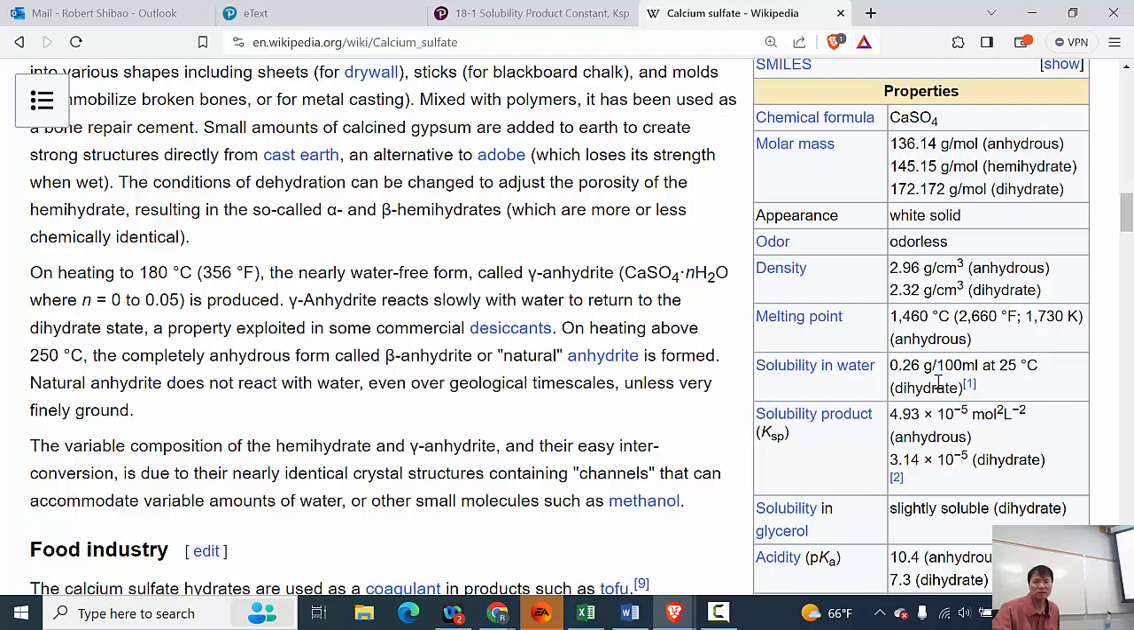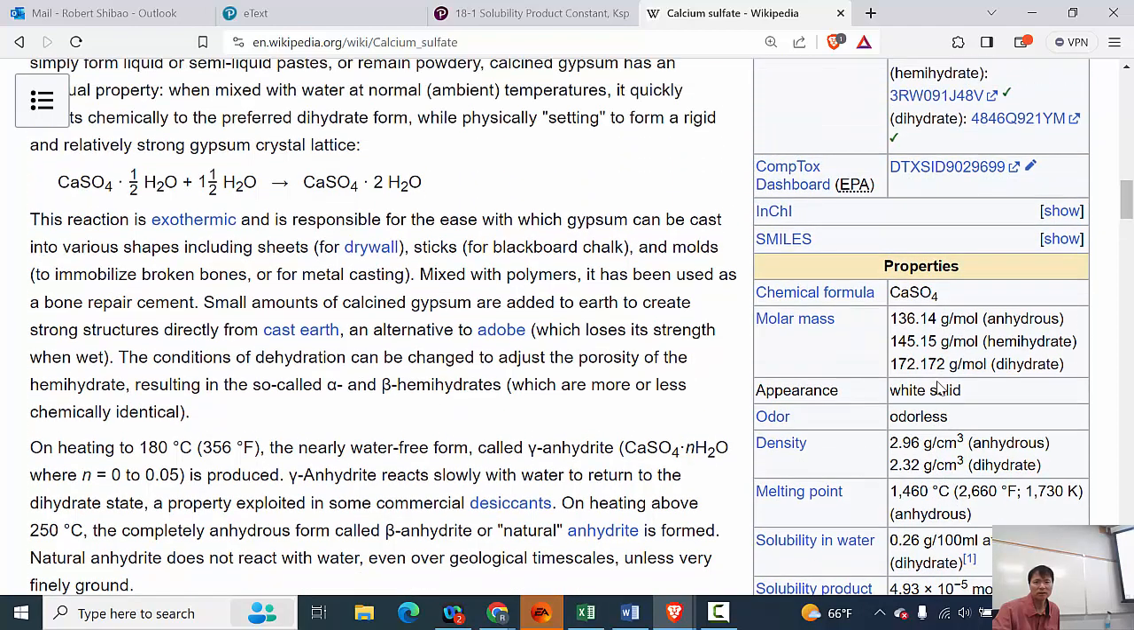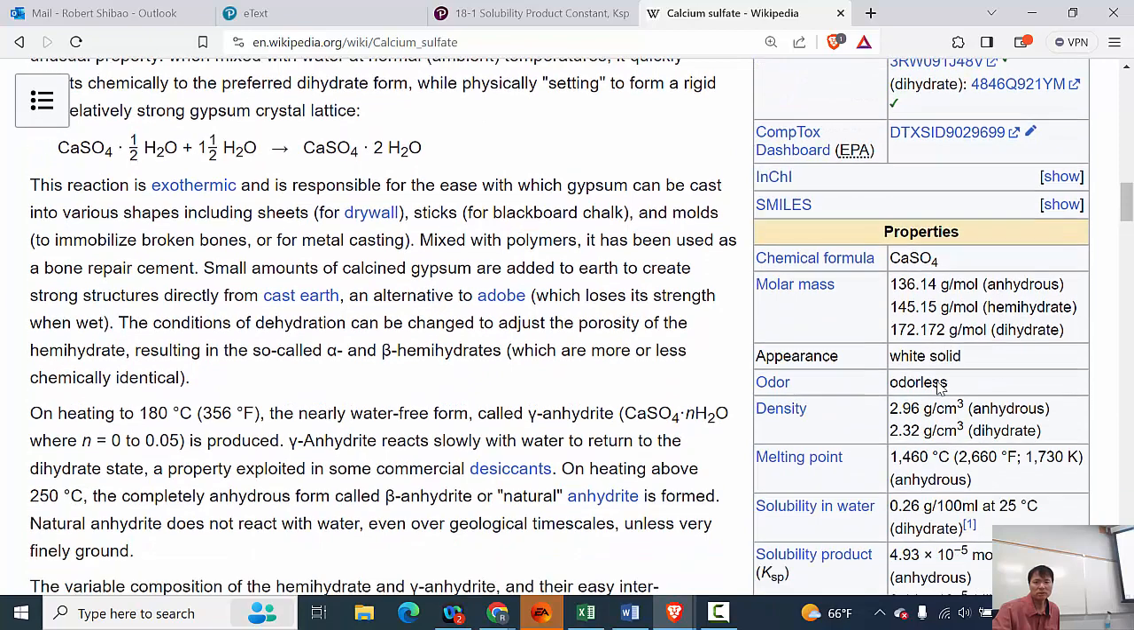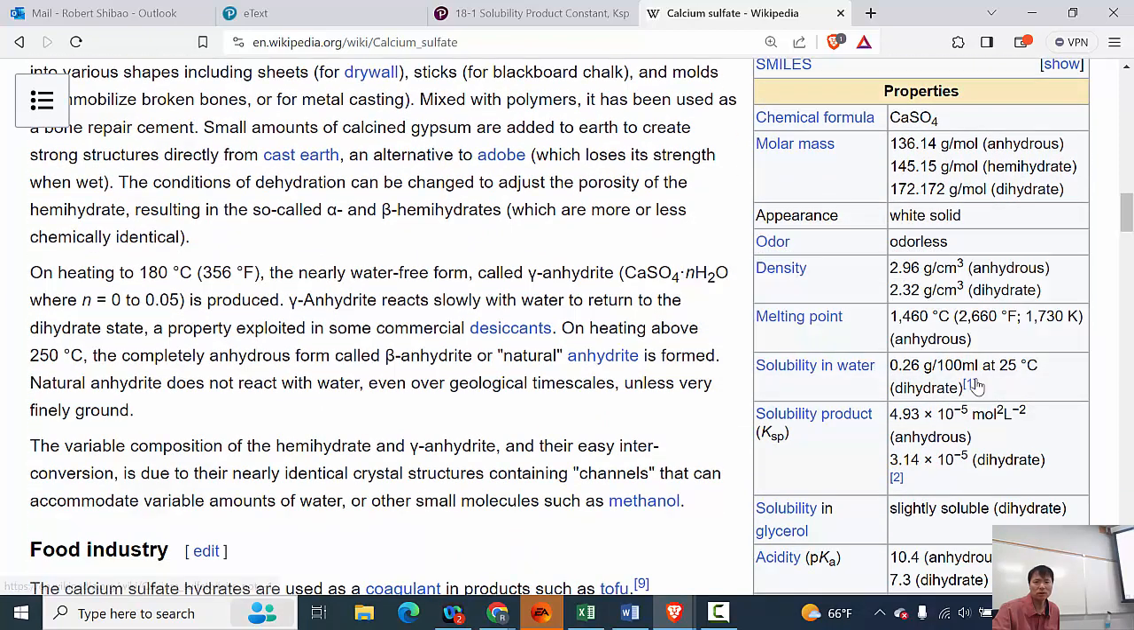Since I don't have the density, do I have the density? I could make an assumption. I could assume that the density is close to water. So let's just go ahead and try that. 0.26 grams of the dihydrate.